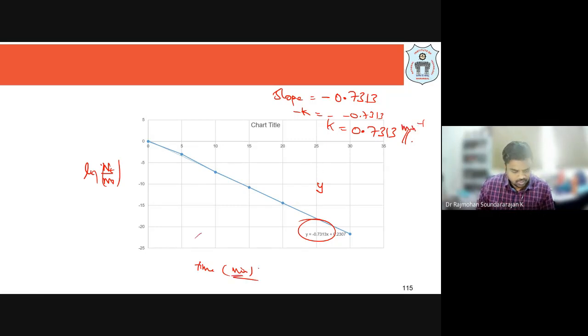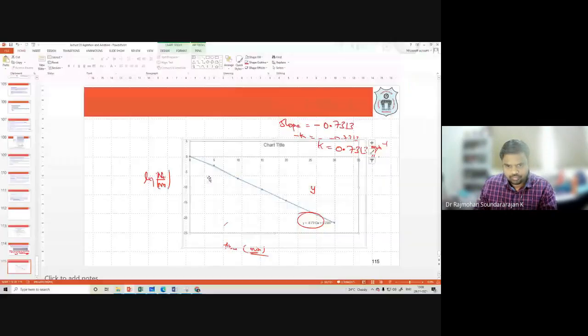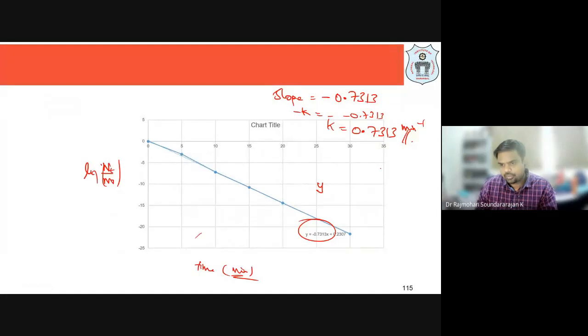Because it is minute, right? So you can convert into second inverse also. What is the question? They asked in second inverse. It was asked in the question, express k in terms of second inverse. Okay, so second inverse means what? 0.7313 per minute means it is 1 by minute.